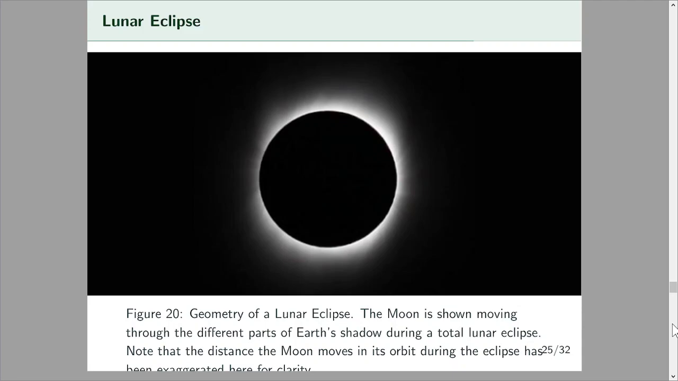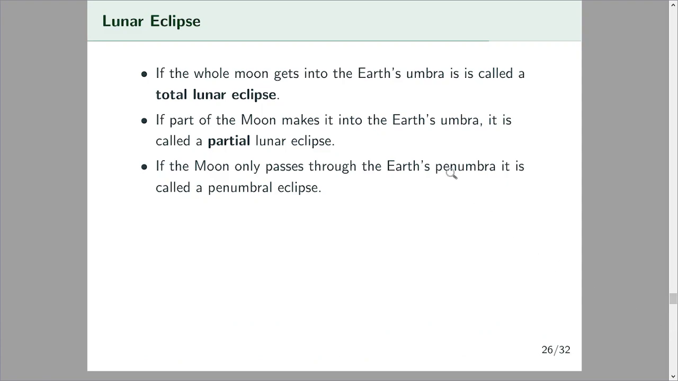This is a great picture. Okay. So a lunar eclipse: if the whole moon gets into the Earth's umbra, it's called a total lunar eclipse. If part of the moon gets into the Earth's umbra, it's called a partial eclipse. And if the moon only passes through the Earth's penumbra, it's called a penumbral eclipse. So let's just look at those.